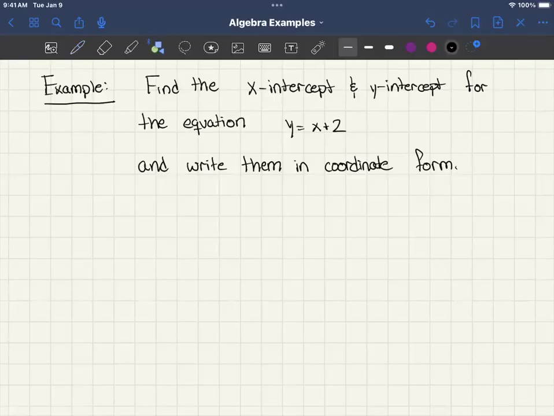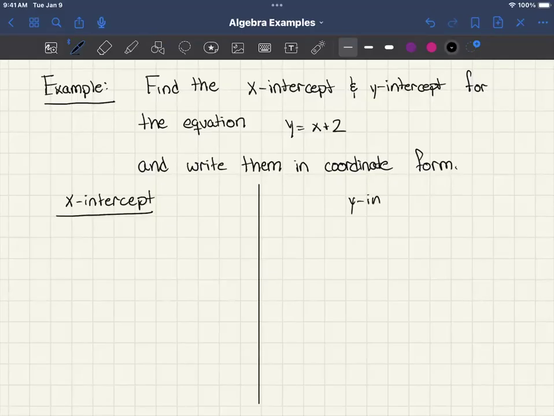What I like to do is put a nice line in the middle of the page to separate which ones I'm working on. So we'll do the x-intercept first, and we'll put that on the left-hand side, and then we will look at the y-intercept. Now the x-intercept is actually the hardest one out of the two.